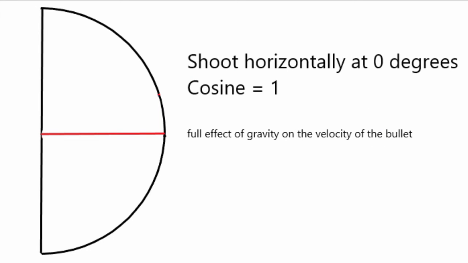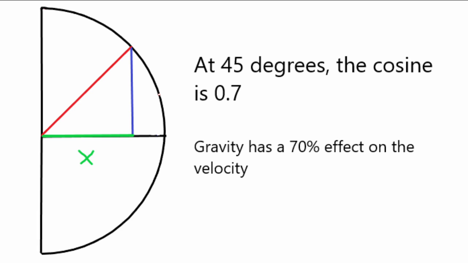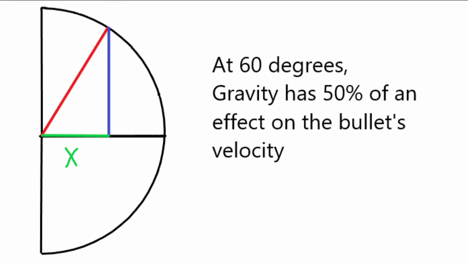Now if you shoot horizontally at 0 degrees, your cosine is going to be 1. You're going to have the full effect of gravity on the velocity of your bullet. And if you shoot straight up at 90 degrees, cosine is going to be 0. It doesn't have any effect on the bullet's velocity. But at 45 degrees, gravity is going to have a 70% effect on the bullet's velocity, and at 60 degrees, it's only 50%.